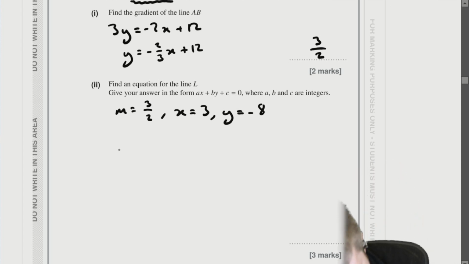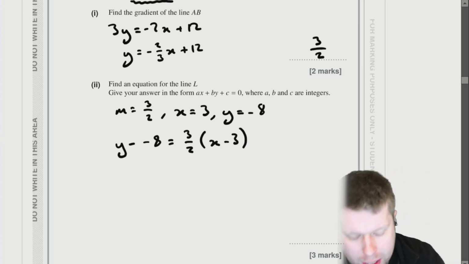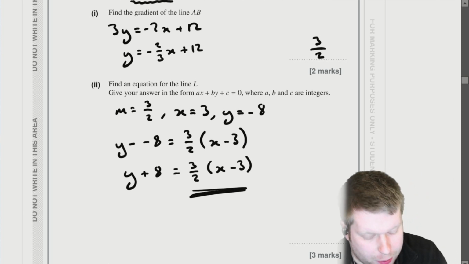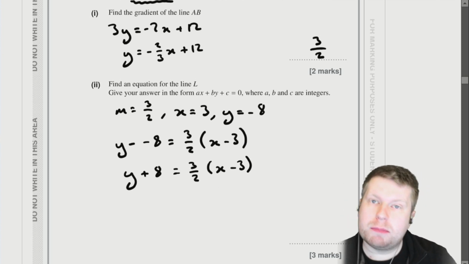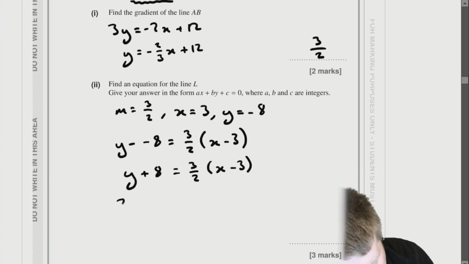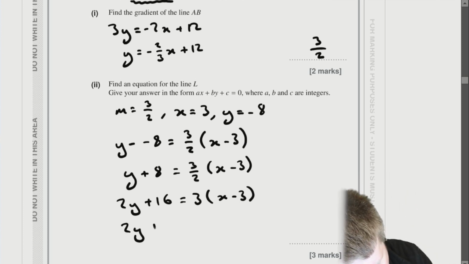I think it makes sense to use the form y minus y1 equals m times x minus x1. But if you wanted to use y equals mx plus c and rearrange it, that's absolutely fine. At this point, I'm just going to simplify slightly. I'm going to treat this as a plus 8 so that I don't confuse myself later on. You could multiply the second bracket by 3 over 2, but instead I'm going to multiply everything by 2 to get rid of the fraction. So I get 2y plus 16 equals 3 lots of x minus 3. Then I can expand the bracket on the right-hand side to get 2y plus 16 on the left and 3x minus 9 on the right.